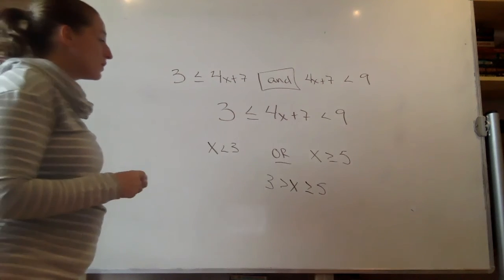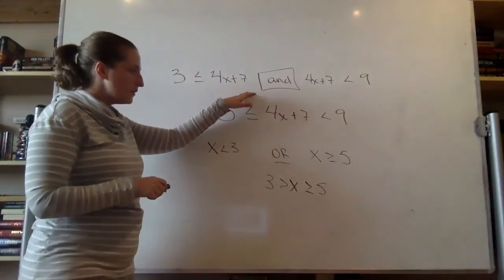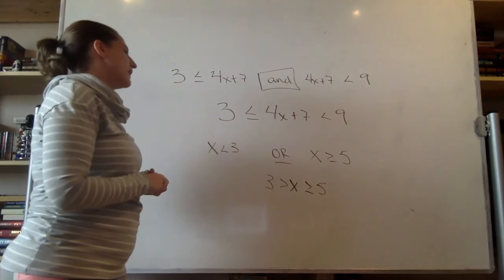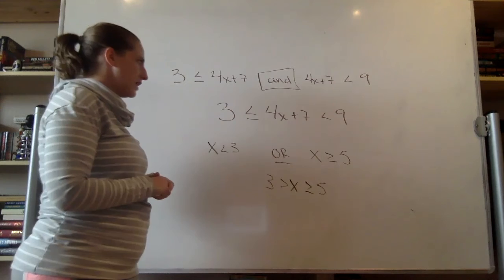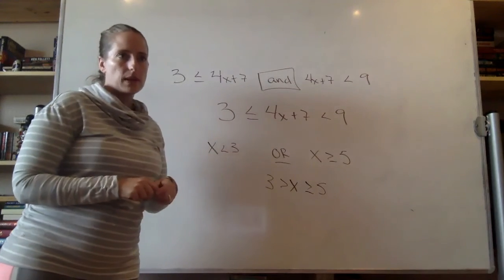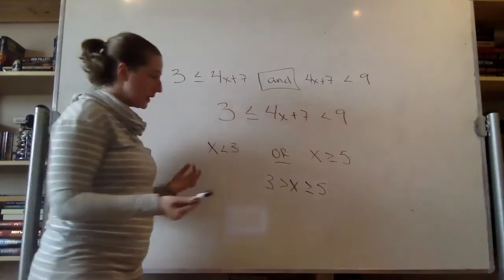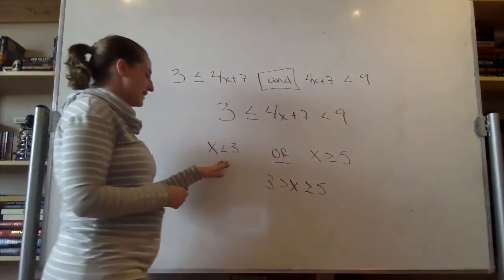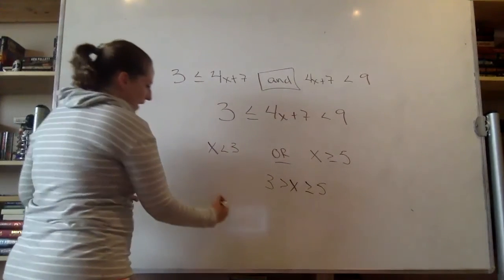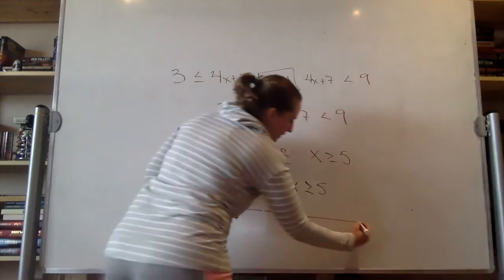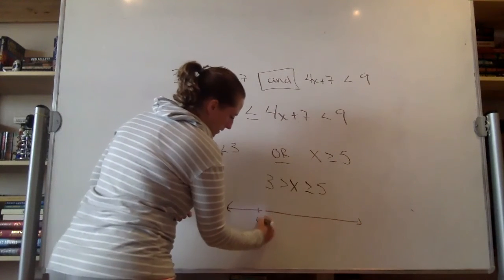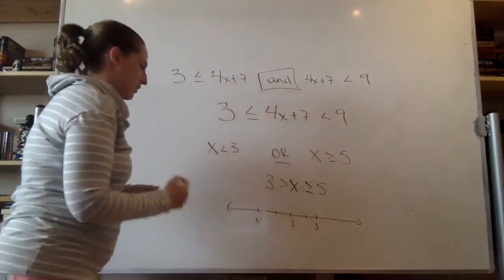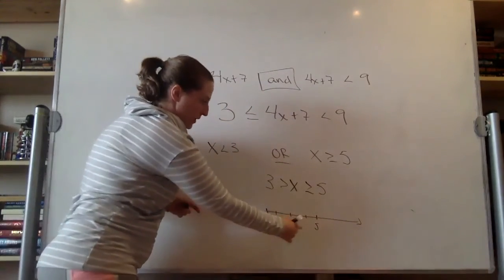Okay, and so again, we're really focusing on the and version here, but there is also this or version that looks slightly different. So we're going to get into the or a little bit later when we do absolute value inequalities. But in particular, if I look at this, x is less than 3. If I graph that on a number line, so I have these two things graphed on a number line. So here's 0, 1, 2, 3, 4, 5.